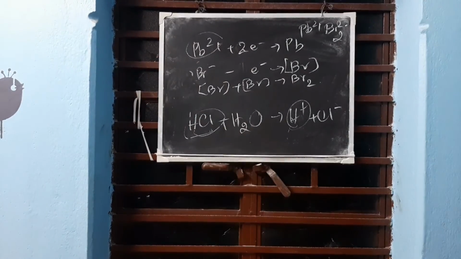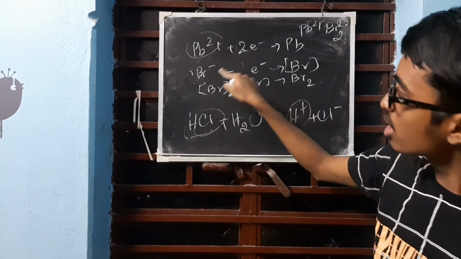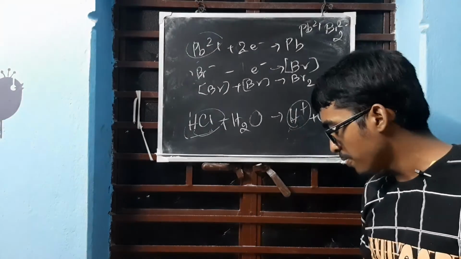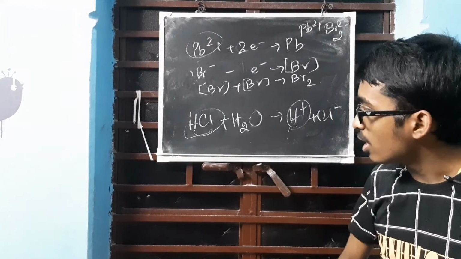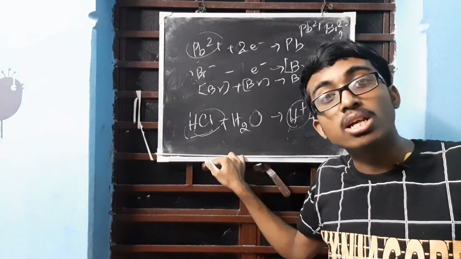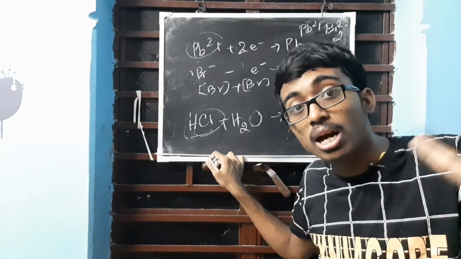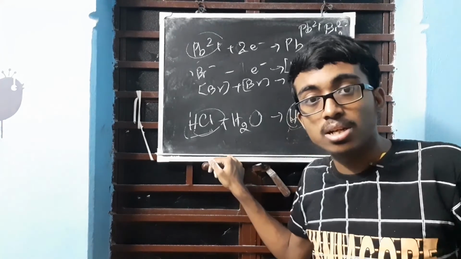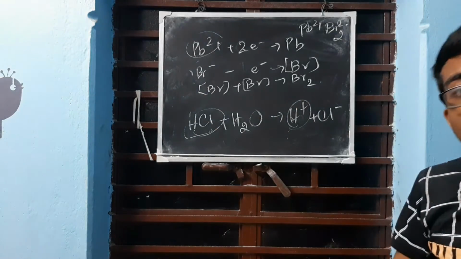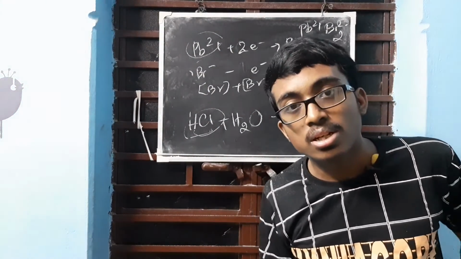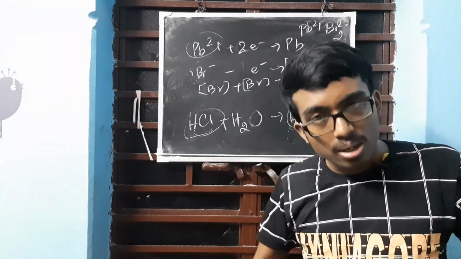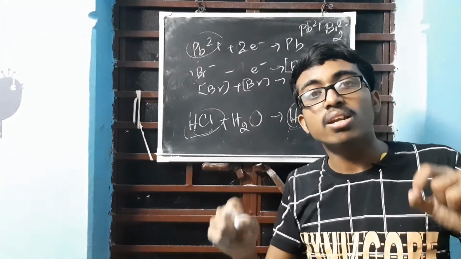Next, a polar covalent compound will show ionization, and an electrovalent compound like PbBr2 will show dissociation. Clear? Understood? Let me repeat once more. Ionization is a polar covalent compound getting converted into ions upon dissolving in water. Ions are not initially present, they are formed after converting. On the other hand, in ionic compounds, the ions are already present. They are just separated from the bonds and made free.